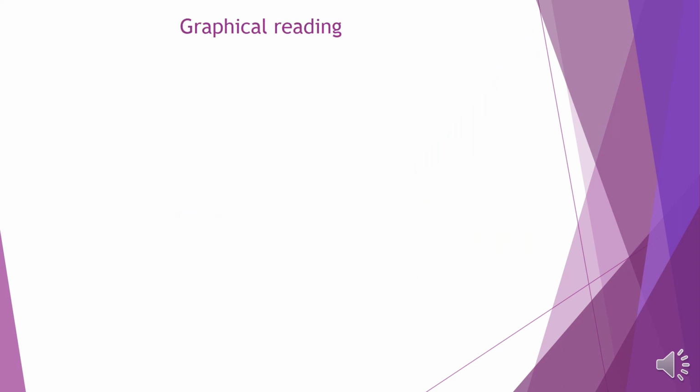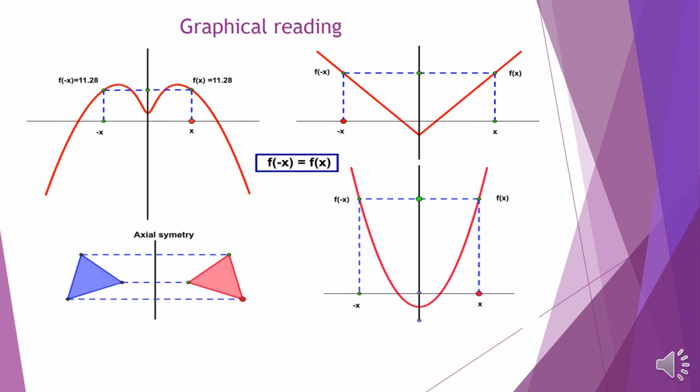Graphical reading. Look at the 4 diagrams. All these diagrams, 1 2 3 4, are even functions. Why? Notice with me. In the first figure, every point on the curve is symmetric on the curve. If a point has abscissa x, its symmetric has abscissa minus x. Take any point you want and you will find its symmetric with respect to the y axis on the curve.